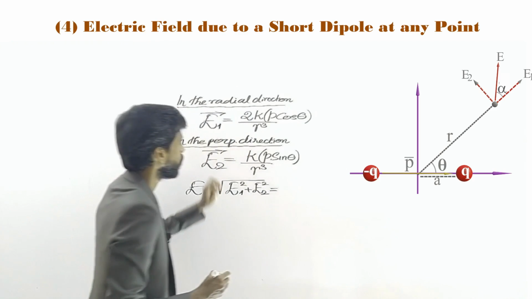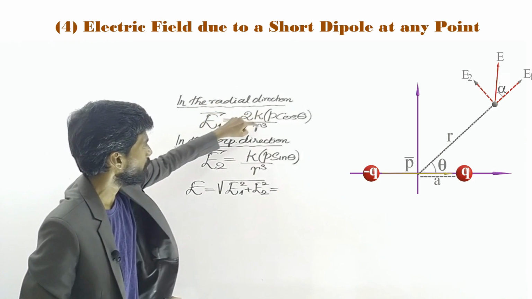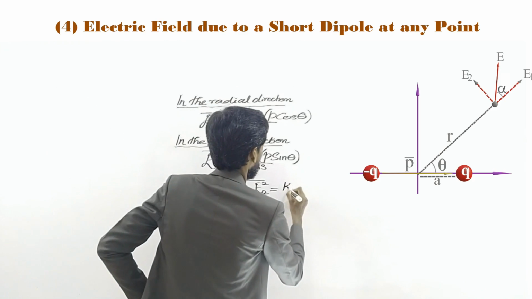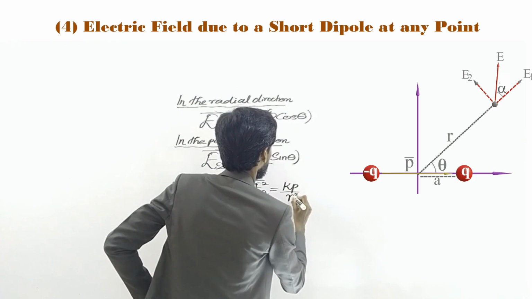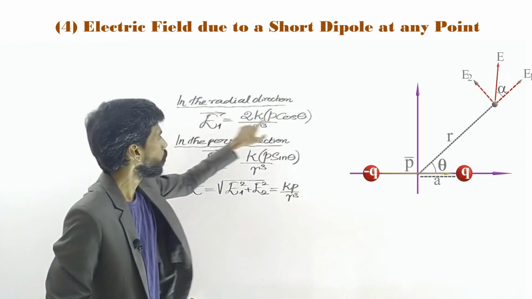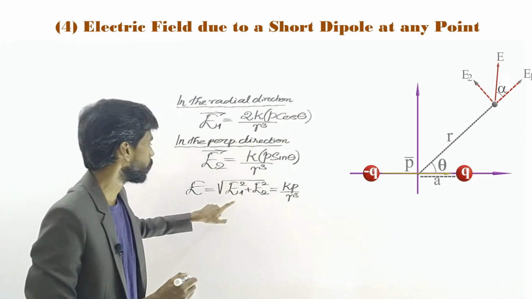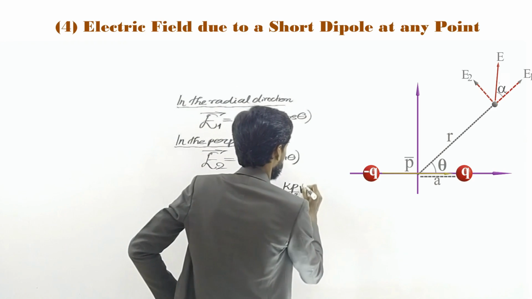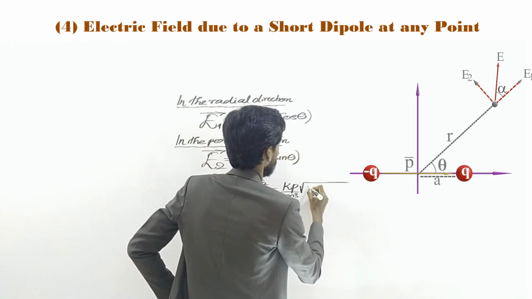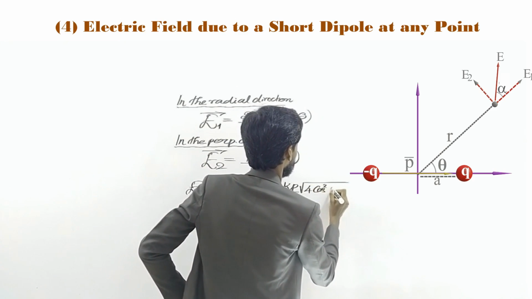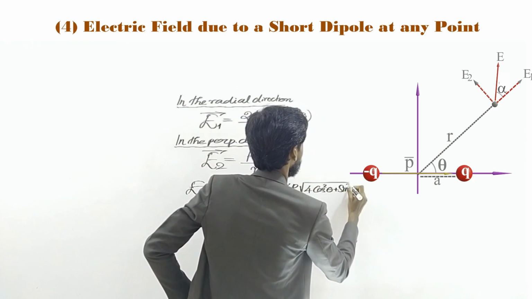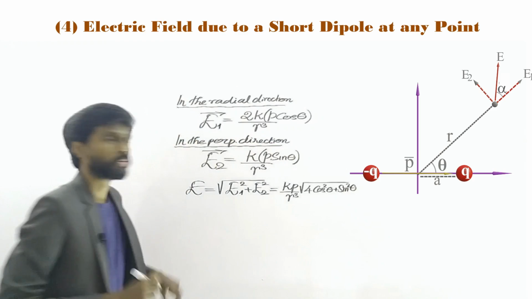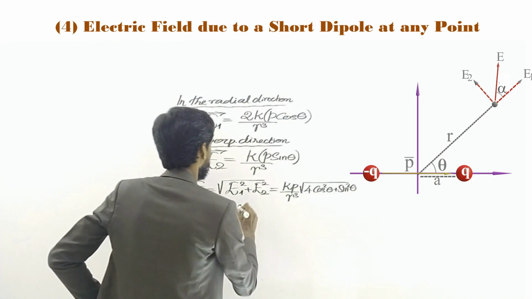We can take out some common factors: kp divided by r cube. What is left is 2 cos theta, squared, and then sine square theta. So this will become the square root of 4 cos square theta plus sine square theta. If you simplify that, we will get the value of E.